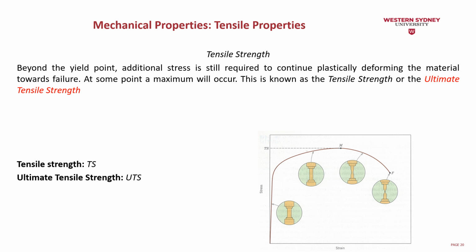Now the tensile strength. Beyond the yield point, we said that additional stress is still required to continue plastically deforming the material towards failure. At some point, a maximum will occur, and this is known as the tensile strength or the ultimate tensile strength, the UTS, which is at the top of the curve here.